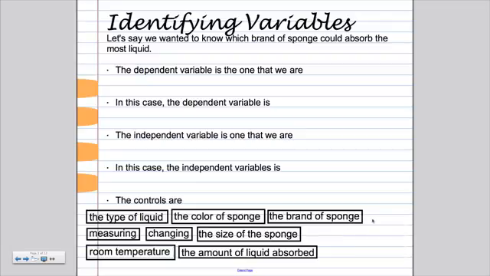Okay, now let's apply those definitions to an experimental design. So let's say we wanted to know which brand of sponge could absorb the most liquid. Using this information below, go back to the notebook file and move them to where it represents the dependent variable, or basically which one is answering each of these statements and what would be the controls that are left. Pause the video until you've come up with your answer.